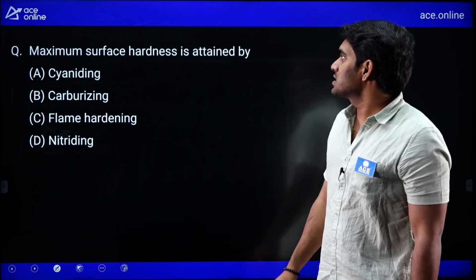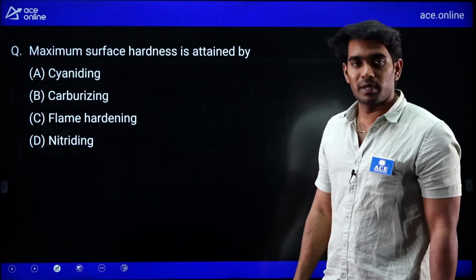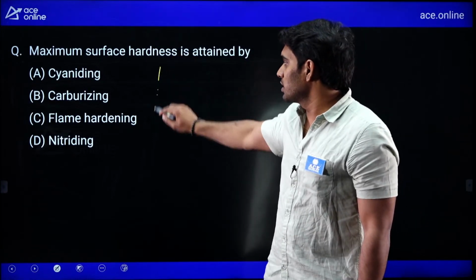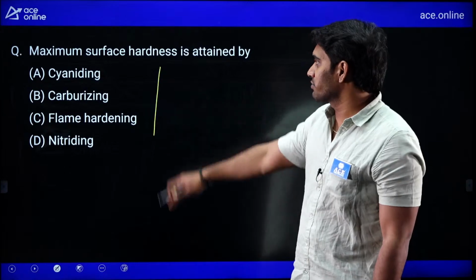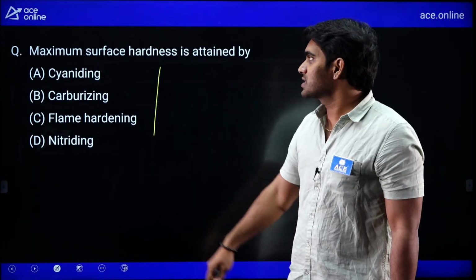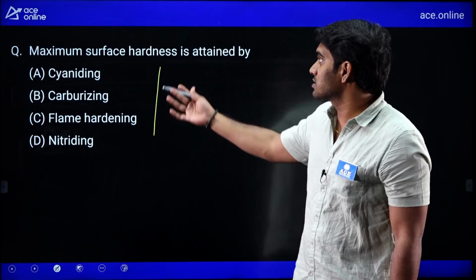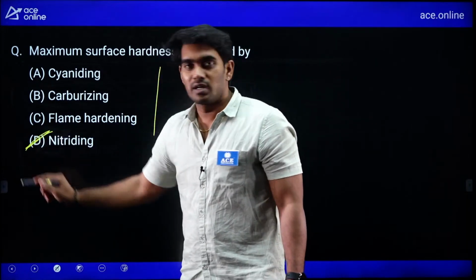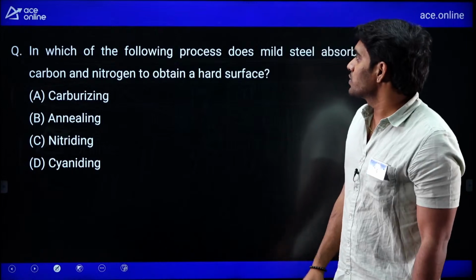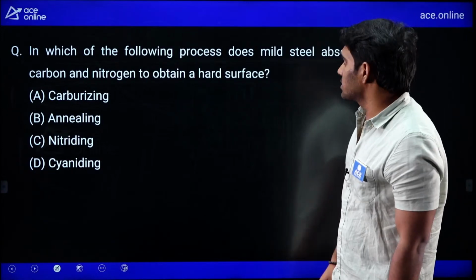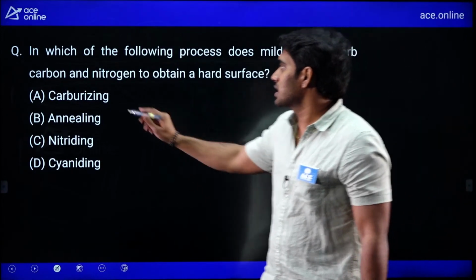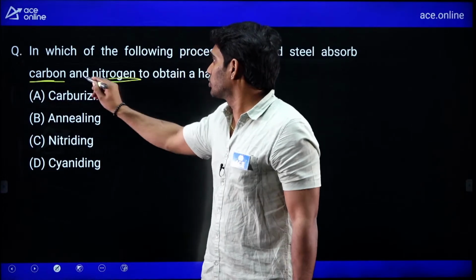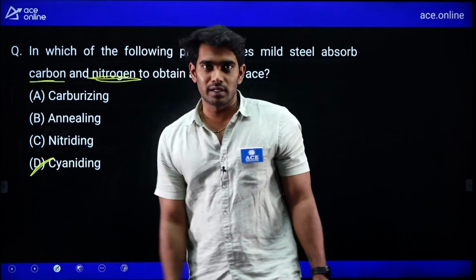Maximum surface hardness is attained by. So here he has given various options. All these are surface hardening techniques. Among these he is asking us to identify which is giving us maximum surface hardness. It is nothing but nitriding. Which of the following process does mild steel absorb carbon and nitrogen? As it is carbon and nitrogen both put together, it is cyaniding.